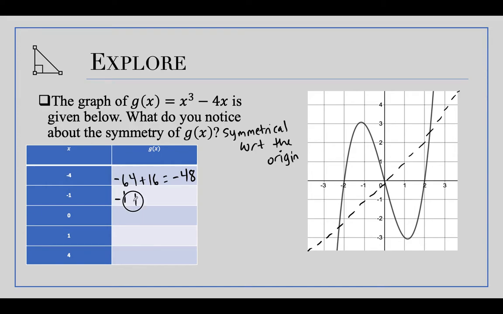If I plug in negative 1, I'll end up with 0 minus 0, which is 0. Let's do 1. If I plug in a positive 1, I get a positive 1 there, minus 4 gets me negative 3. 4 to the 3rd power is going to give me positive 64, minus 16 is going to give me a positive 48.